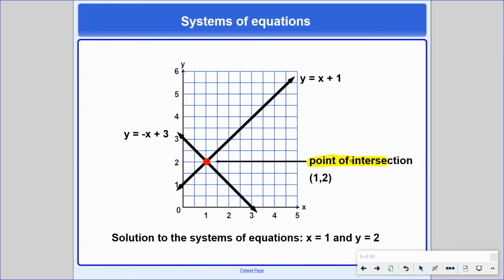Oh, that was a bad math joke, Mr. Cowan. We are looking for the point of intersection, as in the one x value and y value that would be true for both.